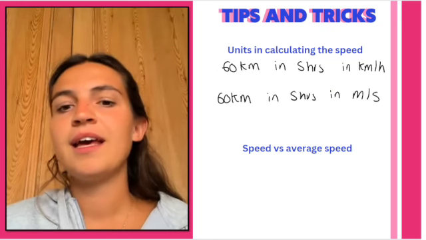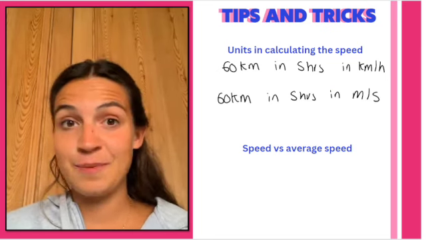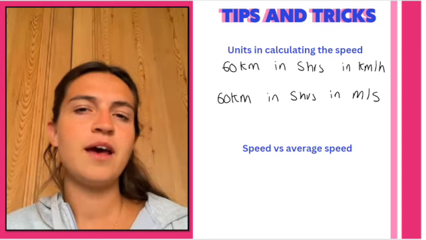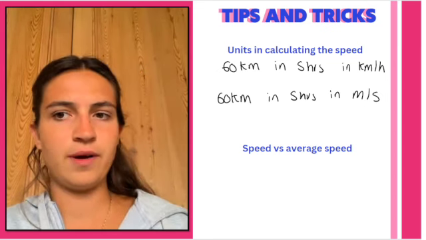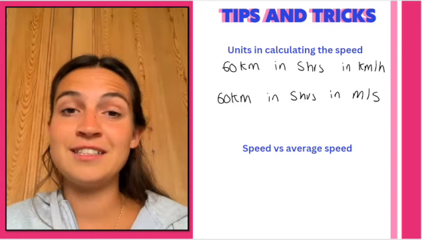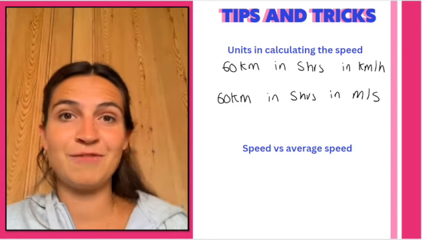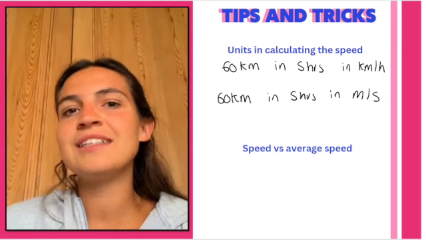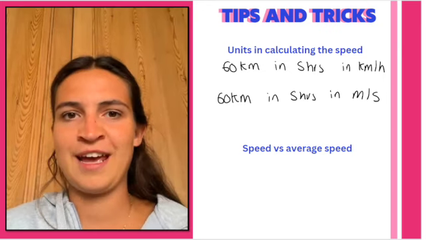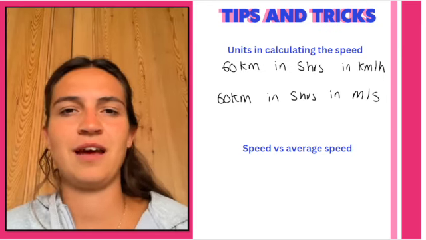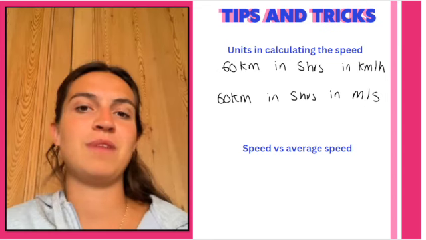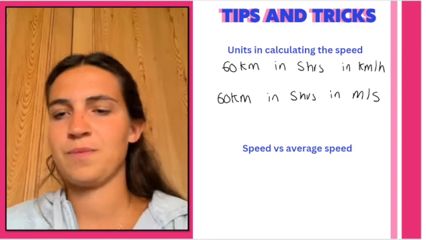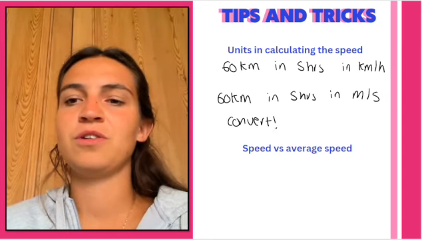However, if they ask you to find a speed in meters per second, but they have given you distance in kilometers and time in hours, then you're going to need to convert your distance into meters first and your time into seconds before you plug it in to your calculation. Okay, more often than not for your GCSE, you will need your distance to be in meters and your time to be in seconds. Okay, so make sure you know to convert.